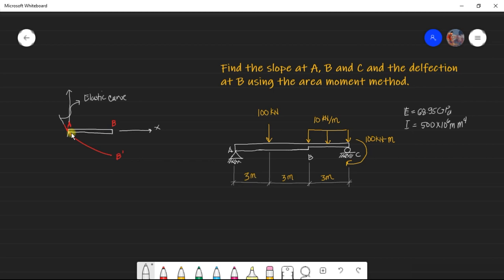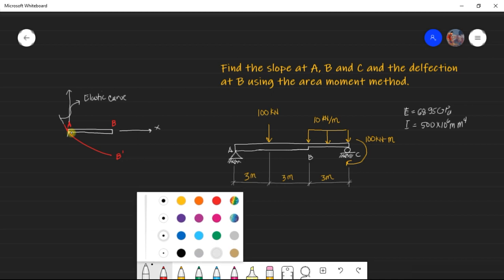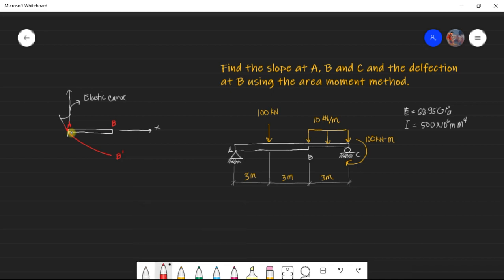Now, when the beam deflect, let's say in the area moment method, we are actually drawing a tangent line. So, let's say if we draw a tangent line at A, so this is the tangent line at A. Yan, this is tangent. So, tangent at A. Okay, so at point B of the beam, say we're going to draw a vertical line. Yan.